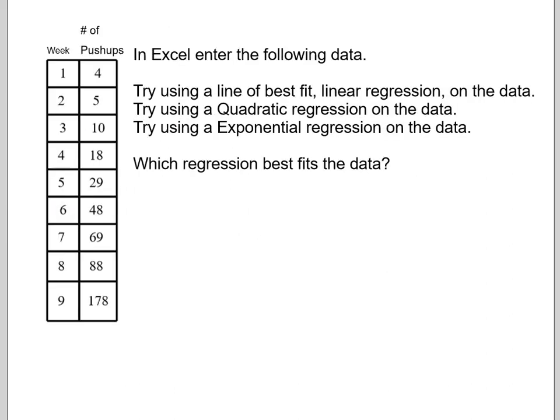Okay, so we have a little bit of data here. It's a number of push-ups a person could do in a week. So they start off week 1, week 2, week 3, etc. The number of push-ups they do increases. So what we would do is enter this information into Excel, and I'll go through that with you in a second. We're going to try and find a line of best fit, also called a trend line, also called linear regression. We're going to apply that to the data when it's on our graph, and then we're going to try and make a decision which one fits it best.